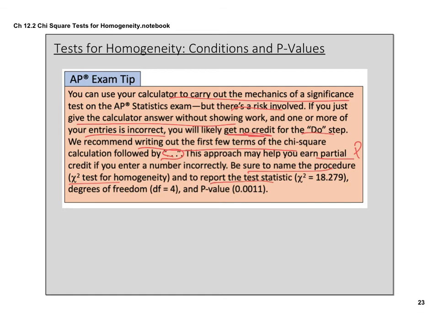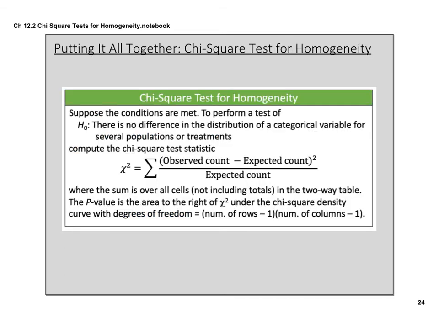And then you report all of the data: chi-square test statistic, degrees of freedom, and p-value. All of these things are things that we've been doing all the way back since chapter 8. This is no different. You just keep doing all those things. All right, so here's your official box of what the chi-square test for homogeneity would be.